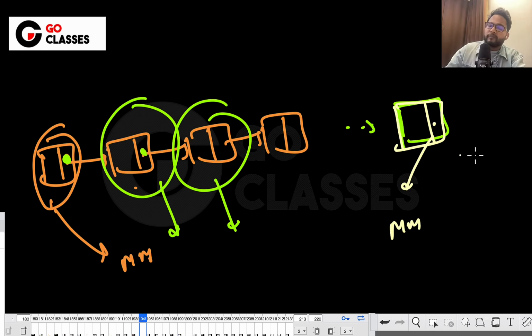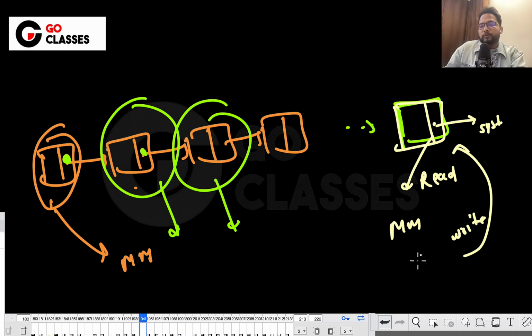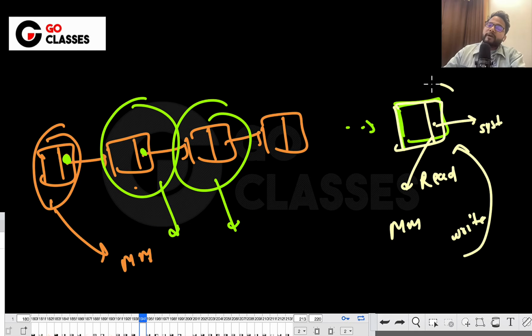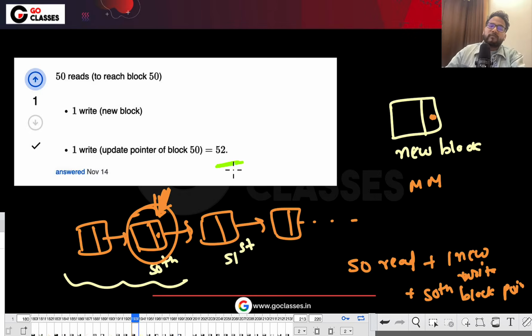So 50 traversals, 50 reads are needed, and then you get to know the address of the 51st. Then you update this address in the new block, and you know the whole story. And then you also have to update this. Since you not only have to read but also write it back, this block must be written back because you are updating this pointer. So 50 reads are okay, one new write, and then one write for this also. That's why 52 is the answer, not 51.